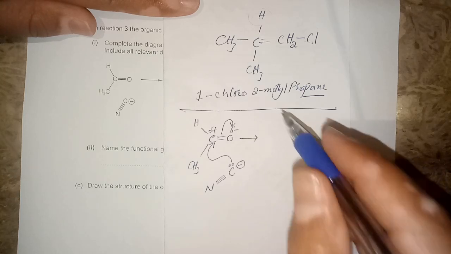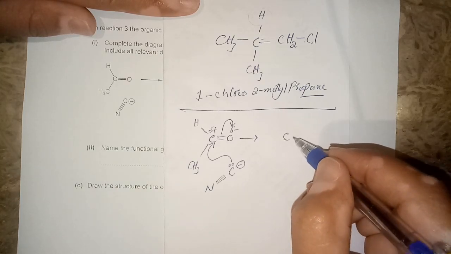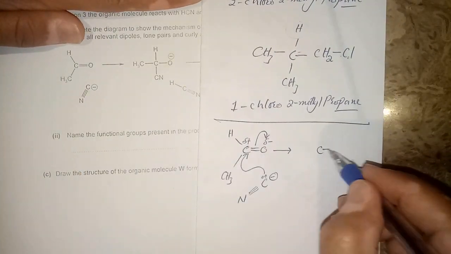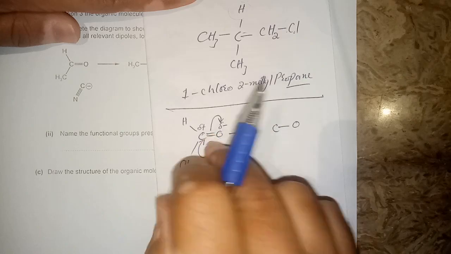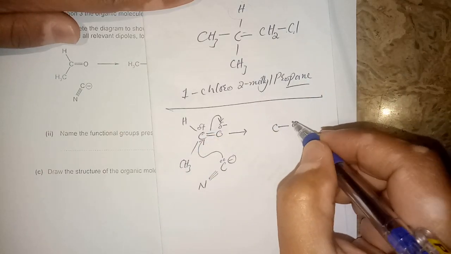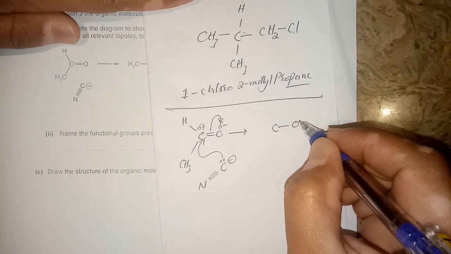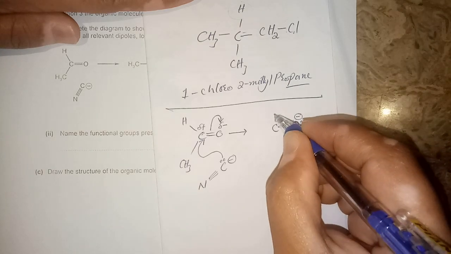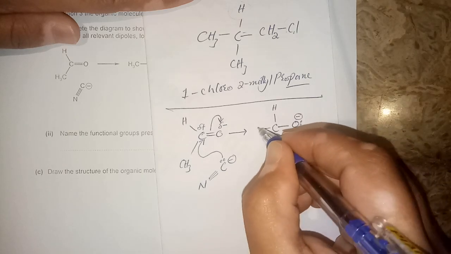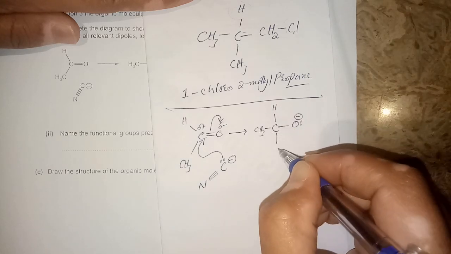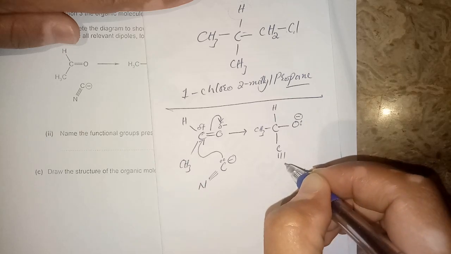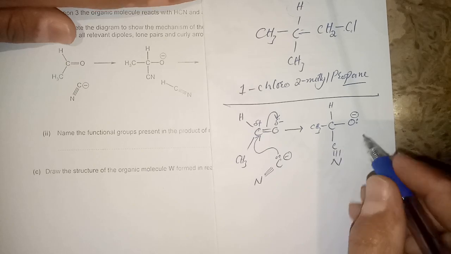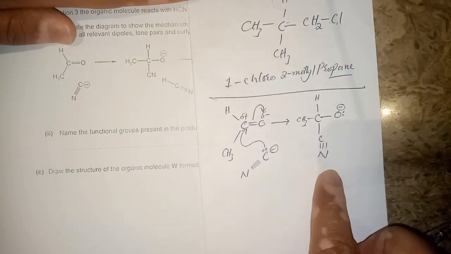As a result, what happens? We follow the same way: the oxygen takes away the electron pair, so it will have one extra electron pair and acquire a negative charge. And here we have hydrogen already, here we have CH3 already. The CN is added to this position. You may write CN only or C triple bond N.